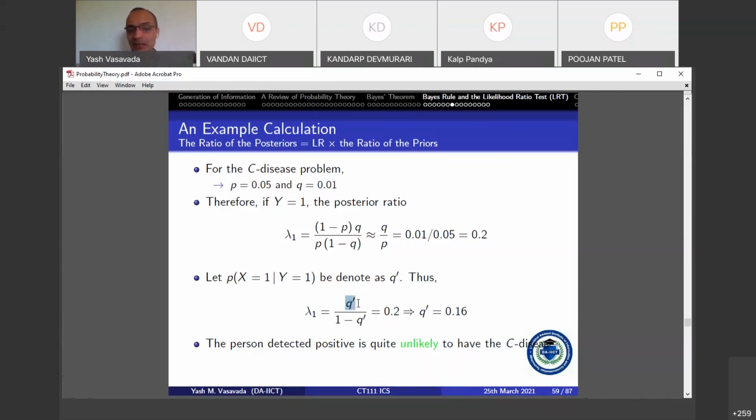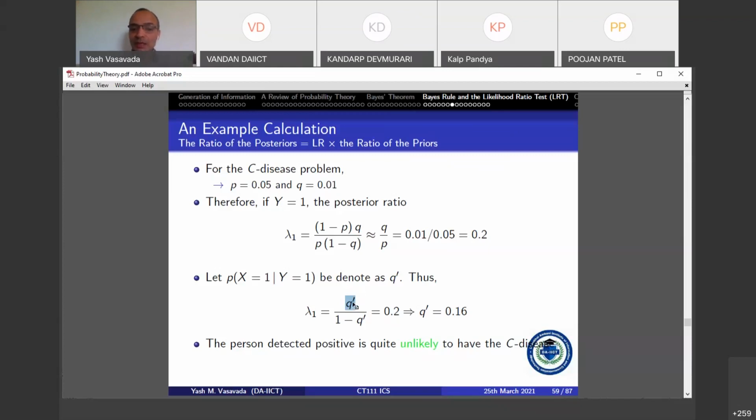But Q prime is now the posterior. It is not the prior. Prior is the general population. Q prime is your own body, whether your body has the disease or not. Or in the communication context, Q prime is about a particular bit that the receiver observes. Q is the general, all the bits that the transmitter sends. What are the chances that out of maybe 1 million bits that the transmitter sends, you will get a 1? Well, that is formulated by Q.